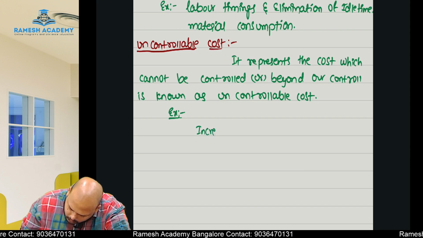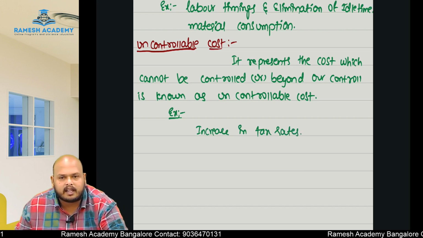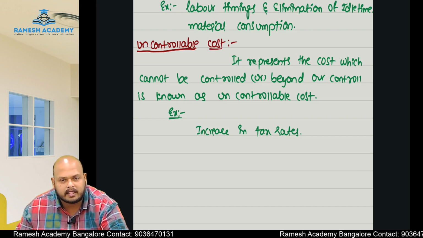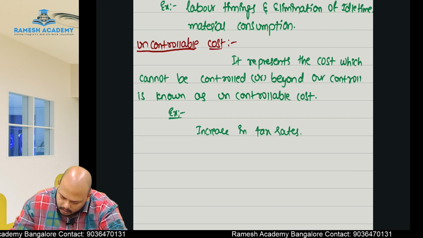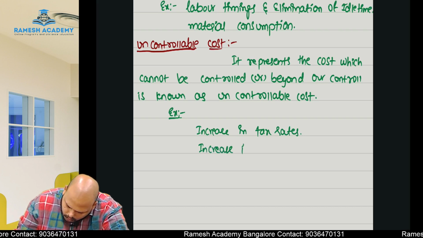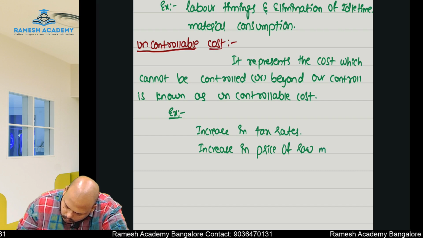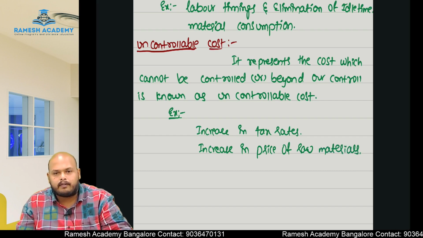increase in tax rates. So tax rates on the products or raw materials are increased by the government. Can you control the tax rates? We cannot control them, right? Because they are decided by the government. Next, increase in price of raw materials.